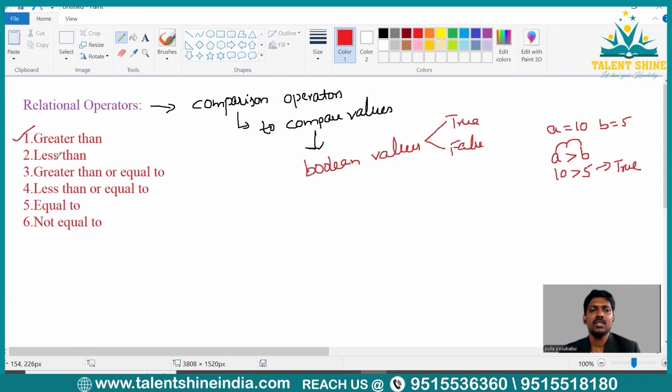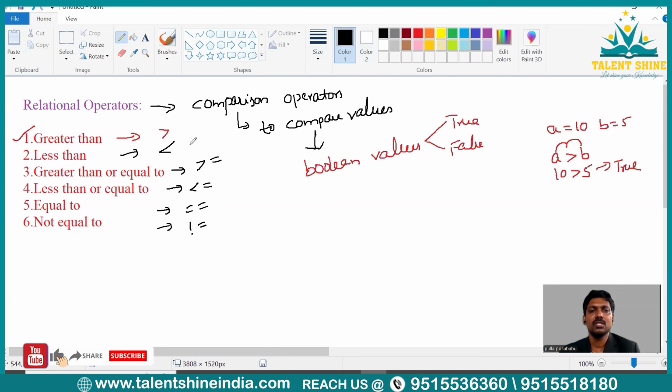Now let us perform less than, right? Let me write the symbols over here. This is greater than, this is less than, greater than or equal to, and less than or equal to. This is the equality operator, which means you have to write equal to, and finally not equal to. These are the operators available under the relational operators. Now let's perform all these operations in my IDE.